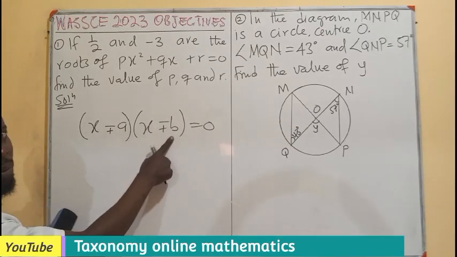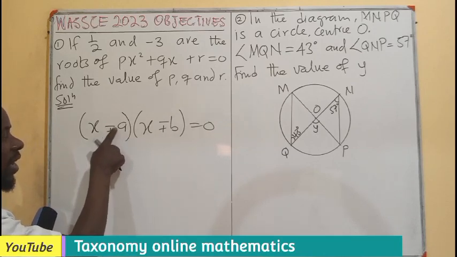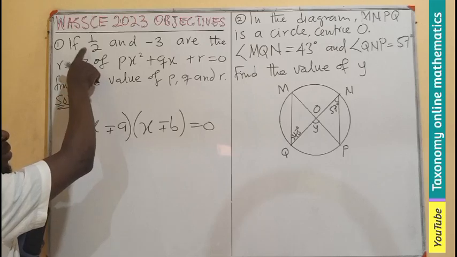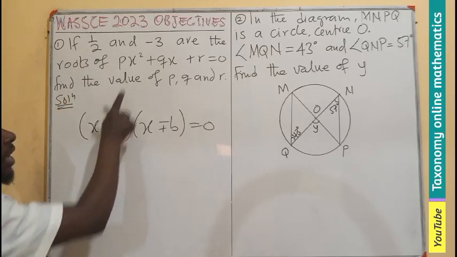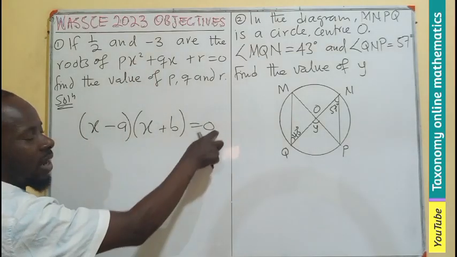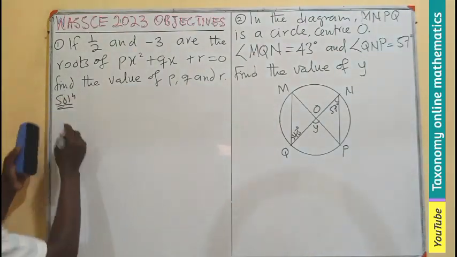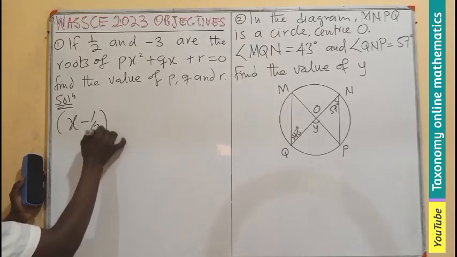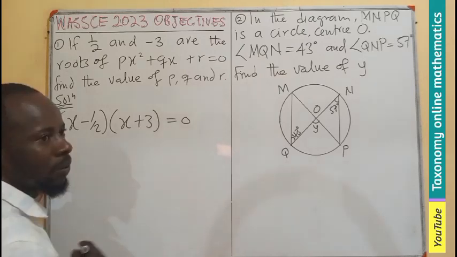If these are the roots, when this is equal to 0, if it is negative, it becomes positive. So half being positive means it was negative here. Then this being negative means that it was a positive that is transferred to become negative. So right away, my equation is just going to be x minus half times x plus 3 equals 0.